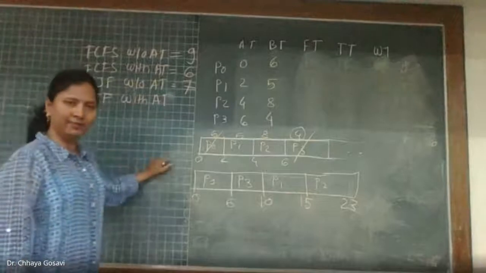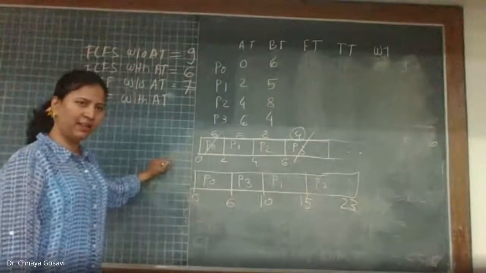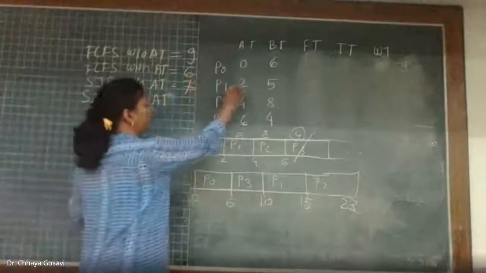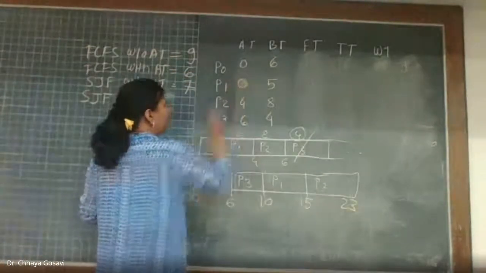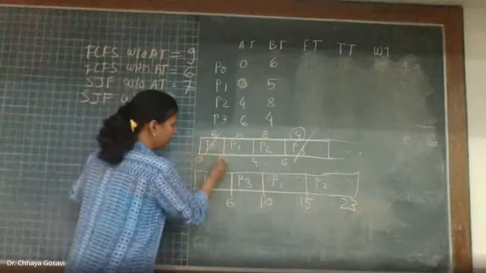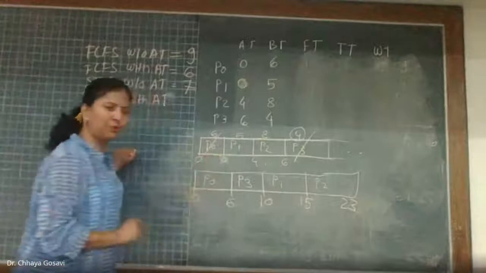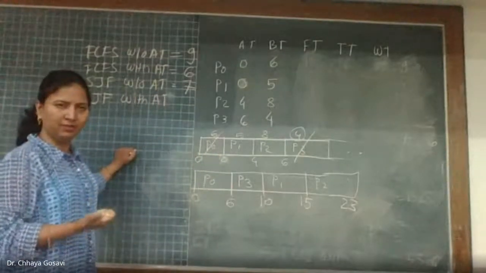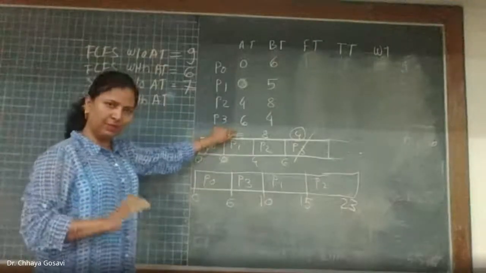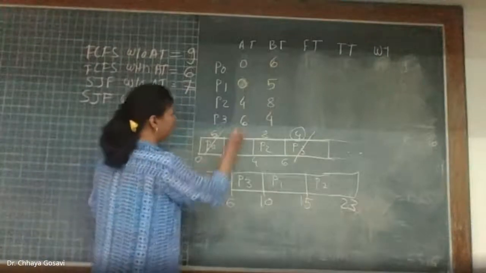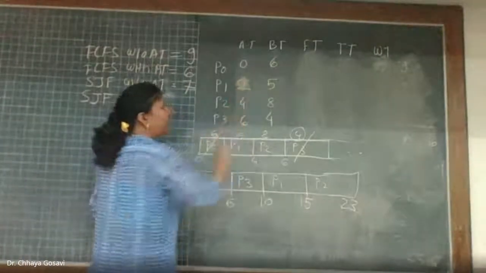Is it clear? When we consider arrival time, if the arrival time of P1 is 0, at that time there are two processes in the queue, P0 and P1. Which process is selected by the short-term scheduler? P1. The short-term scheduler will prefer P1. So till that time, how many processes are in the queue? Depending upon that, the scheduler will take a decision.